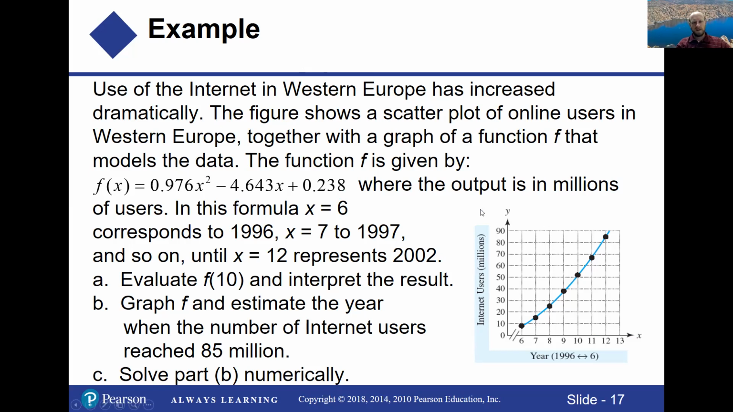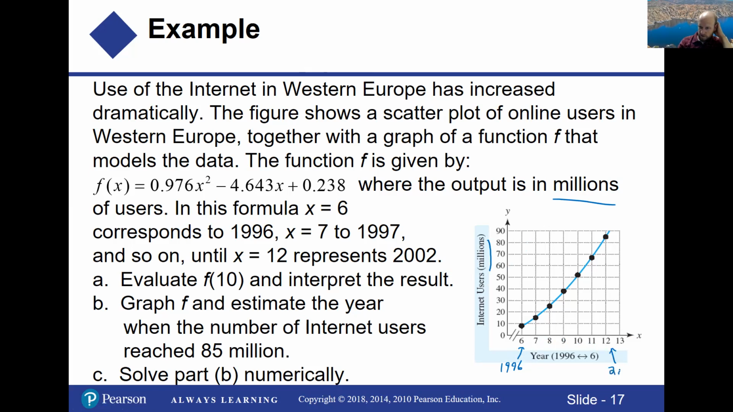So here's a function that models that data. It's f of x equals 0.976 x squared minus 4.643 x plus 0.238, okay? Now, the important thing here is that the output is in millions, okay? So the output is in millions, and it even gives you that here in the graph, okay? And then another important thing here is that x equals 6 corresponds to the year 1996. Okay, so year 7 would be 97, 1998, 1999. 10 would be the year 2000, 2001.